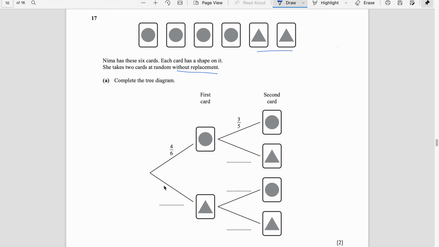Is 2 out of 6. Then the second card. If the first card is already removed, that was a circle. There were four circles. One is already removed, so 3 out of 5. When we talk about the triangle, there are still 2 and 1 is removed. First card is removed, so 2 by 5. Talk about the circle, 1 is already removed, total is 5 and there are 4 circles present. 1 triangle is removed, only 1 is left out of 5.